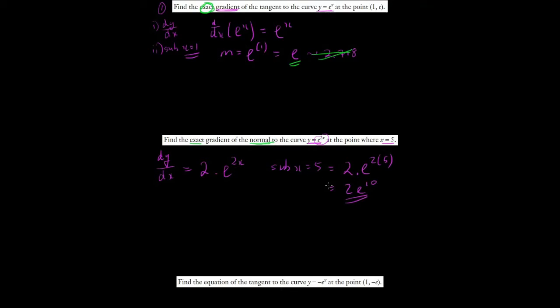So this here is my gradient. But this gradient is for the tangent. What I want is the gradient for the normal. So of course, for the normal, it's a negative reciprocal. So the gradient for the normal would be equal to negative 1 over 2e^10. And that's your answer there. Moving on to the next question. So if we say that this is question 1 and this is 2, let's go to question 3.